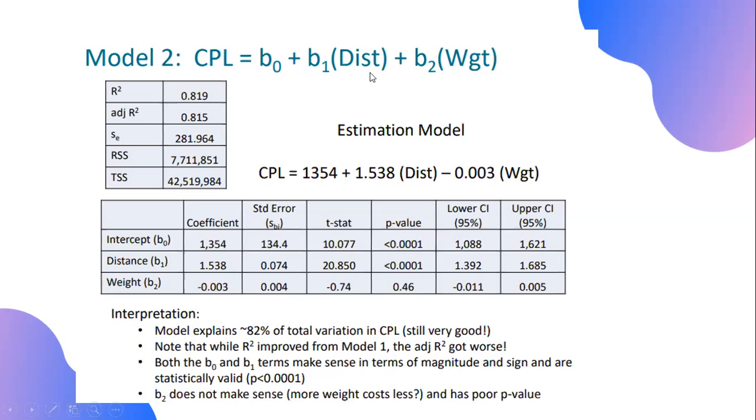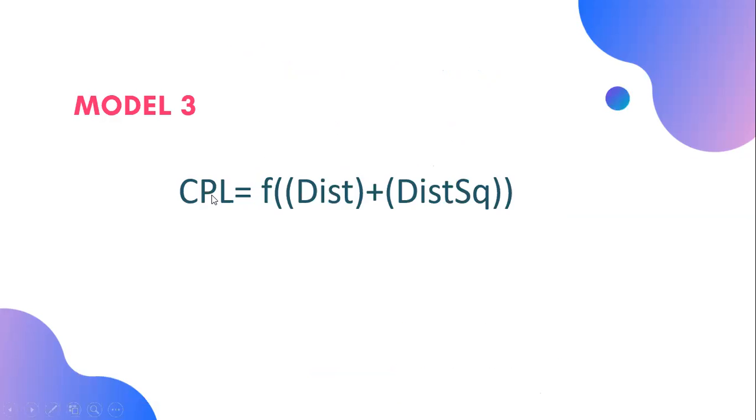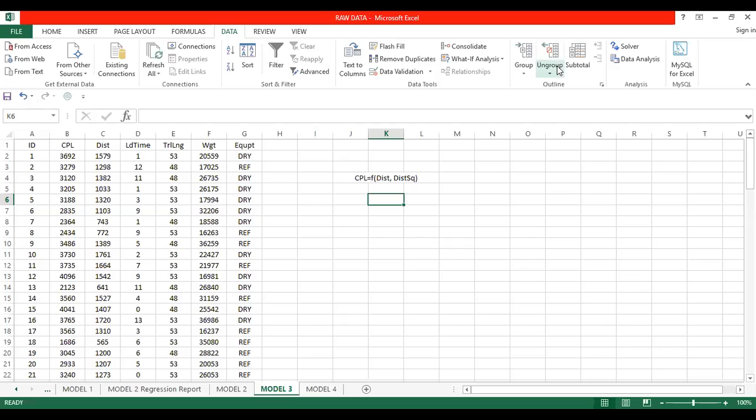Okay, so now even though we had two independent variables in this equation, if you just look at the results, that indicates that model 1 is better. Okay, now let's move on to model 3. And here CPL is a function of distance and distance squared. So this is the new model that we are now going to be making.